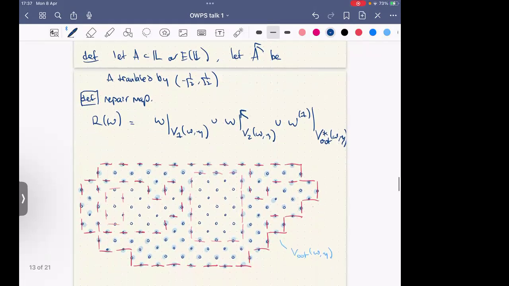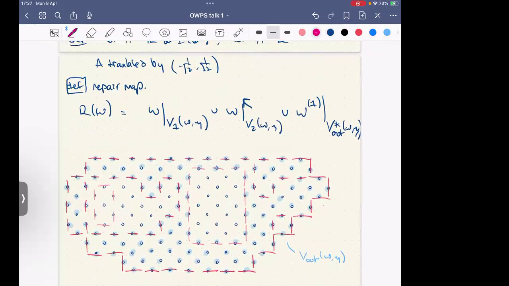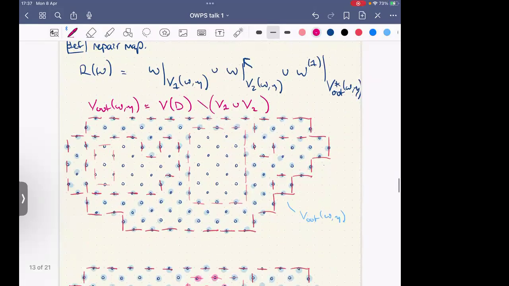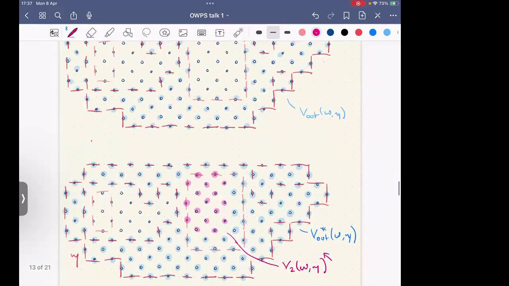So we already had E out. What's V out? V out is equal to V, the vertices in the domain, take away V1 union V2, okay? Omitting the omega gammas. And then my V out star is V, take away, this time V1 union V2 where we shift it.